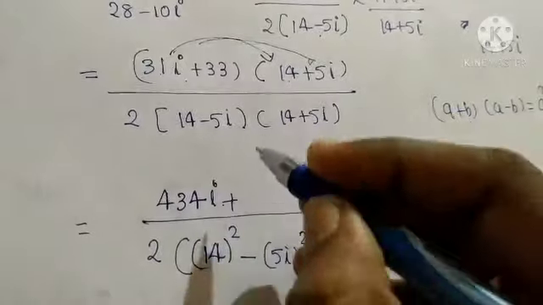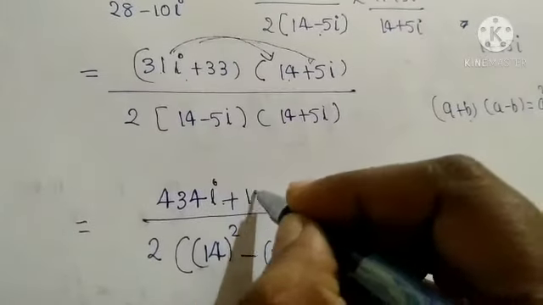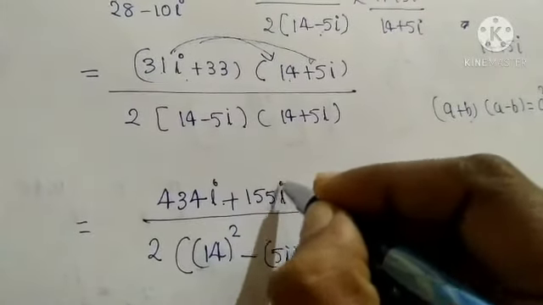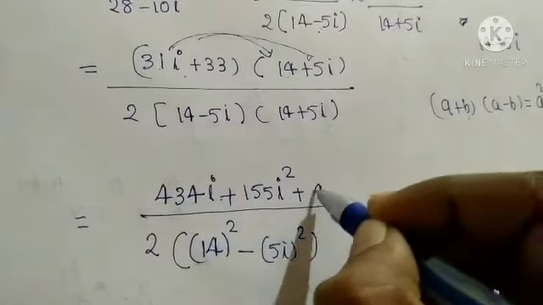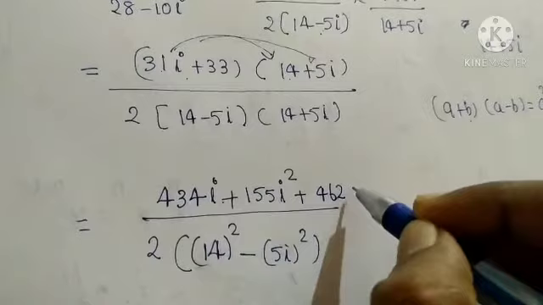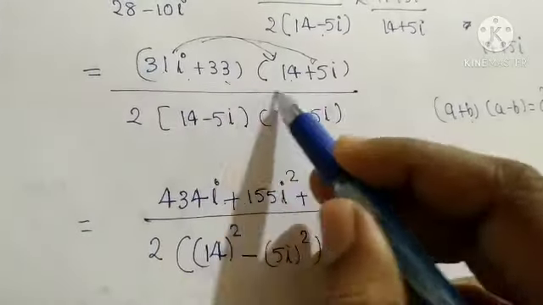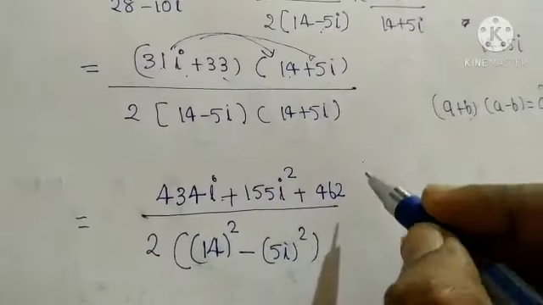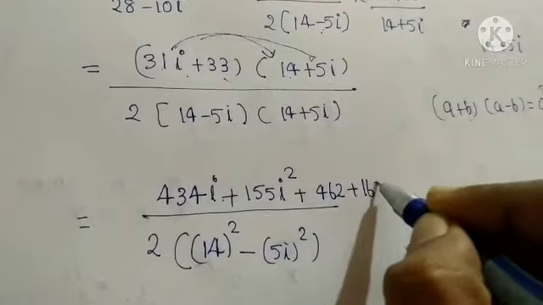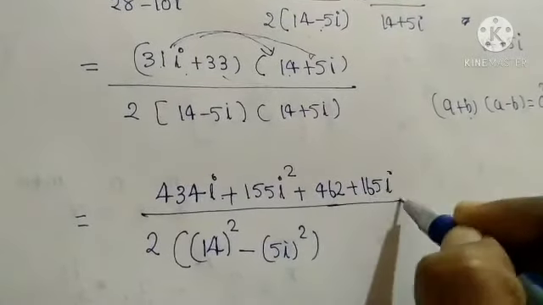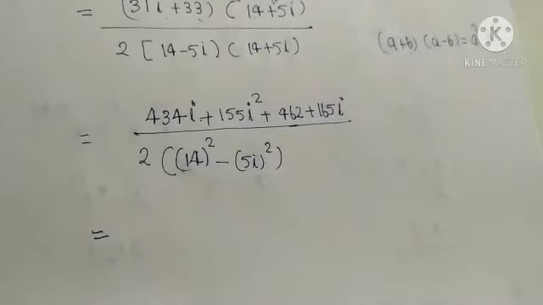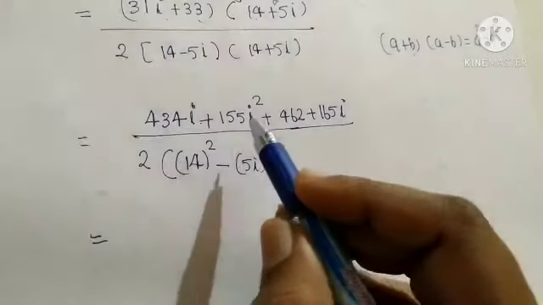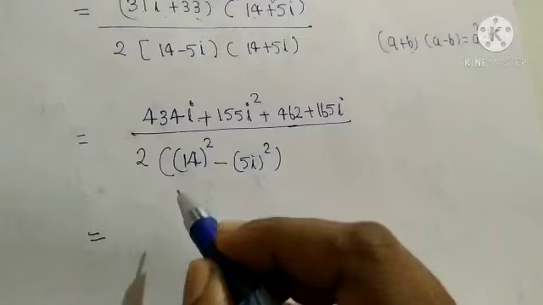31i into 5i will become 155i square plus 33 into 14 will become 462. Next 33 into 5i will become 165i. Okay. So this is further equal to, here also changing the value of i square by minus 1.